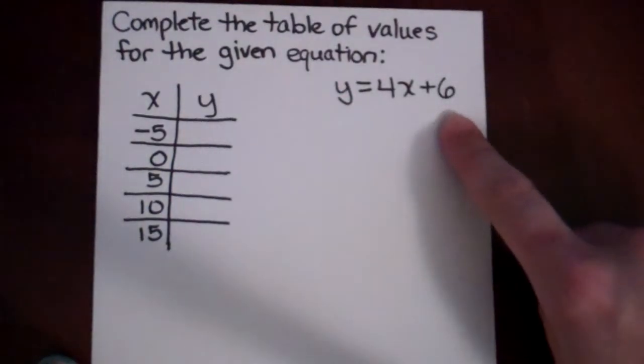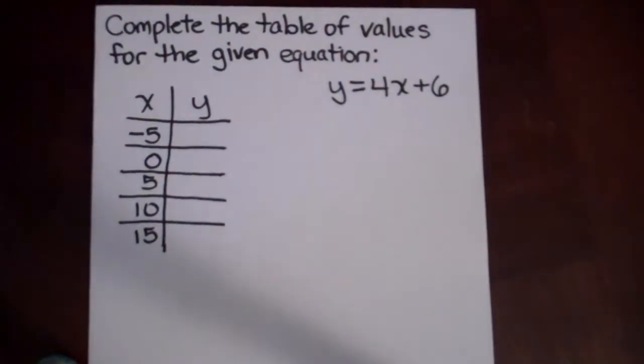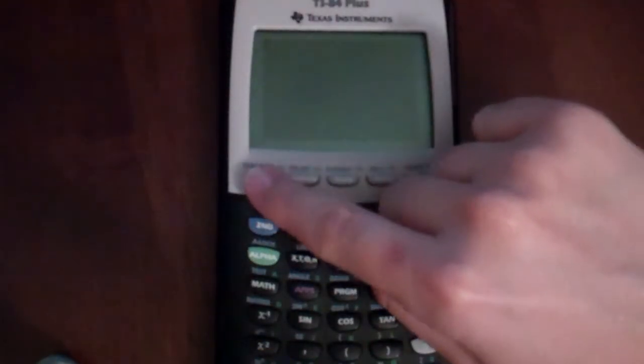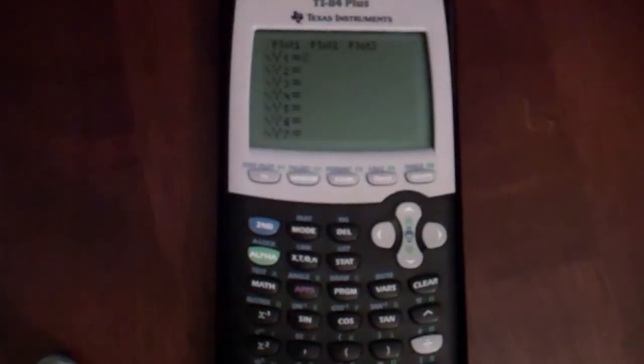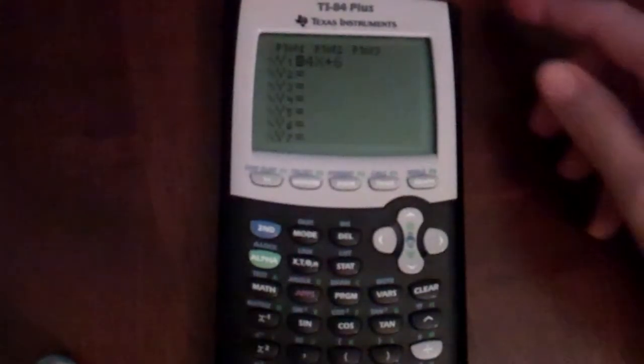Make note of the equation because we're about to type it into our calculator. Y equals 4x plus 6. So, take your calculator, make sure it's on, and go to the y equals screen right here. In the screen you want to type in the equation we just saw, y equals 4x plus 6.